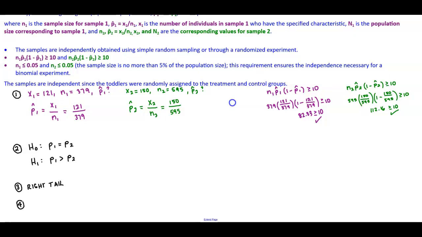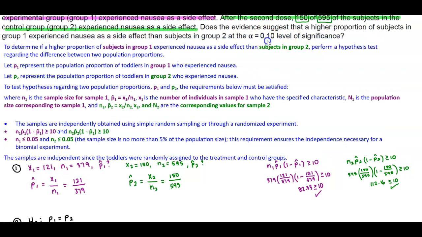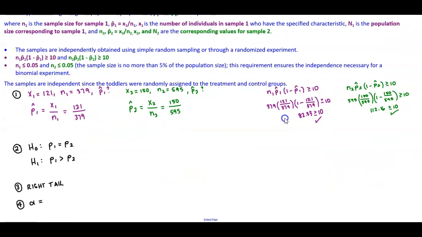And in part 4, we want to find the significance level. The problem wants us to use a level of significance of 0.10, so we know it's going to be 0.10.